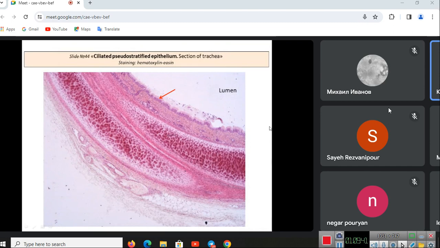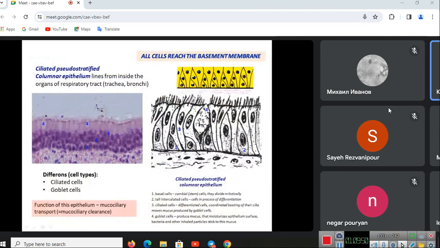Another picture of the same preparation. So the lumen of trachea is here. The epithelium which we need is located here. So a ciliated pseudostratified columnar epithelium. It is simple. It means that all the cells have contact with basement membrane. Pseudostratified means that it looks like stratified but not really is, because all the cells contact with basement membrane, but their cell nuclei locate at different levels.